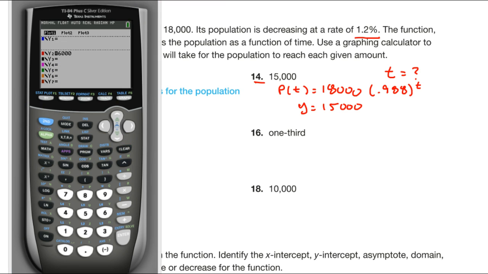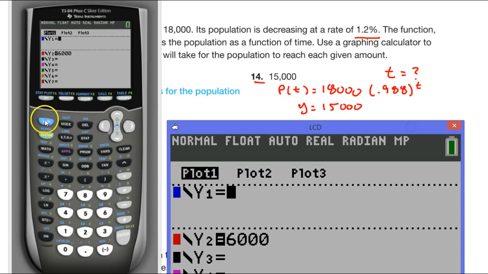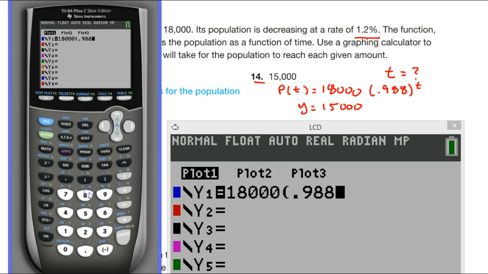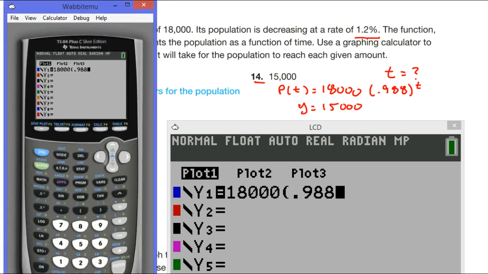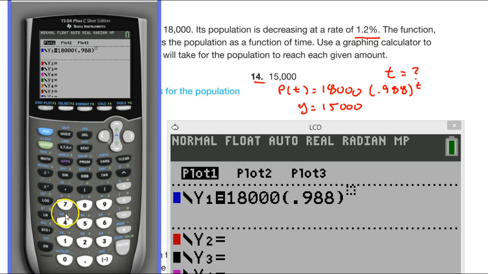Let me see if I can bring up that other window. Let me bring it down here. So I'm going to delete what I have up here. Okay, let's put in our function, 18,000 times the quantity of 0.988, which is the function that was given to us, correct? To the power. And again, our calculator doesn't have the t, since we are using y and x for our Cartesian plane. We're going to use the variable x.